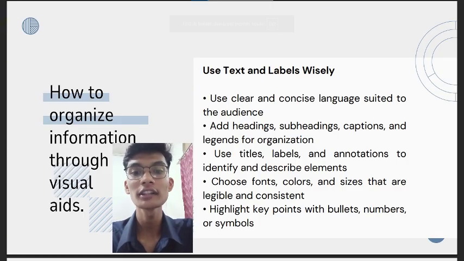First, use clear and concise language suited to the audience. Second, add headings, subheadings, captions, and legends for organization to make it easier to understand. Third, use titles, labels, and annotations to identify and describe elements. Fourth, choose fonts, colors, and shades that are legible and consistent. The last is to highlight key points with bullets, numbers, or symbols.